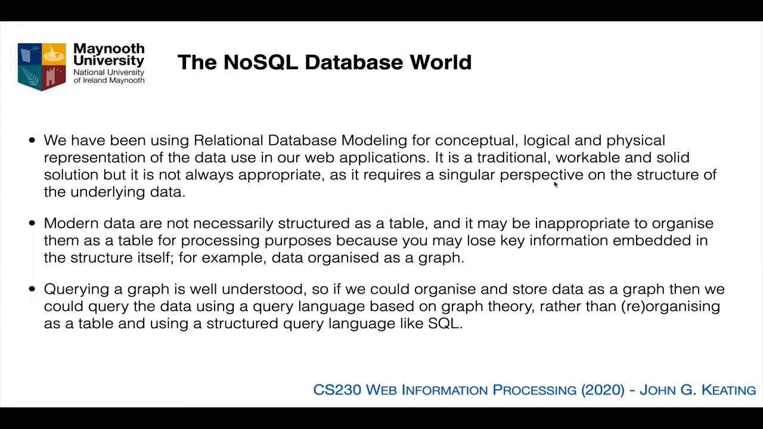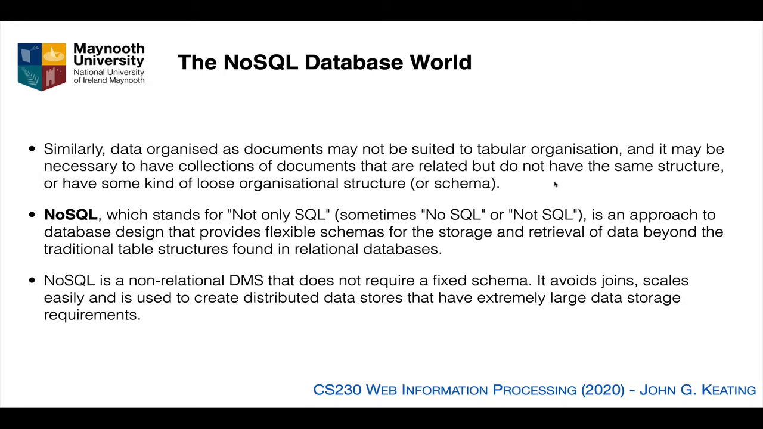we're now looking at very, very complex data structures in the big data world and data modeling world. And we need alternatives to tabular structures. So that's what we're doing in this NoSQL database world. So data organized as documents, for example, might not be suitable to tabular organization. And it may be necessary to have collections of documents that are related but don't have the same structure. Or they might have some kind of loose organizational structure or some schema associated with them. So NoSQL came about in around 1998, and it stands for not only SQL.